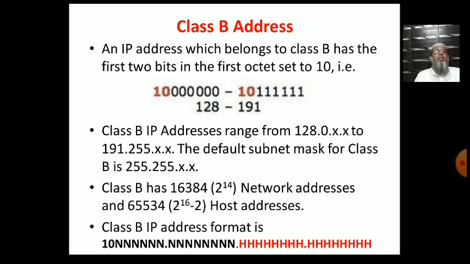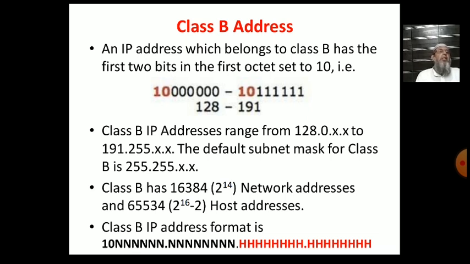The class B IP address range will be 128.0.x.x to 191.255.x.x. And the default subnet mask of class B is 255.255.x.x. So here we have 14 network bits, and 2 raised to 14 gives 16,384 network addresses, meaning the number of networks that can be used. The number of hosts: 16 bits will be used as host.